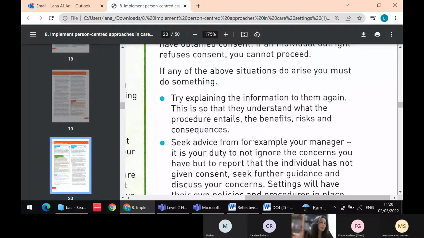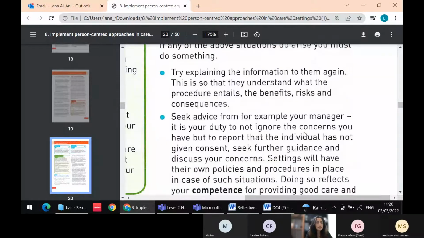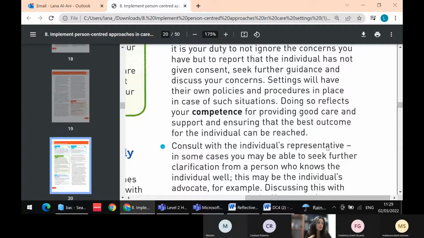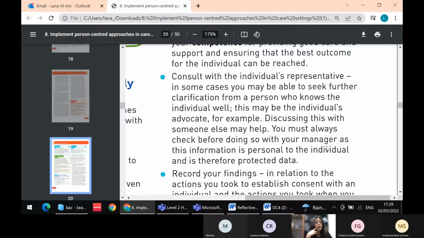If you can't get the consent, seek further advice and guidance from the setting, from your own policies and procedures. Go and check the policy and procedure if the manager is not there at that time. You need more advice, you need more support. Doing so reflects your competence. This is to show that you're competent enough. You read about how to deal with elderly clients, you learned, you did lots of training, so you provide excellent care and support. So you know what to do, which is reporting this case to your manager. Also, can you think about other things you can do after you report everything?